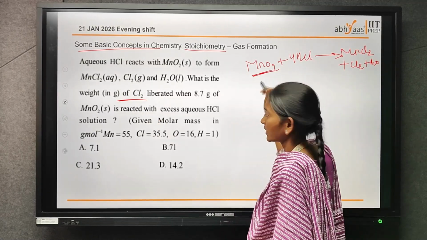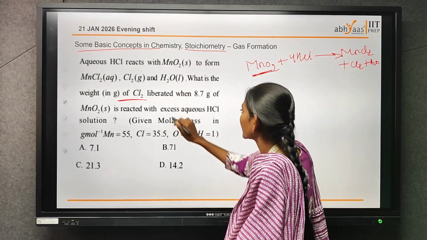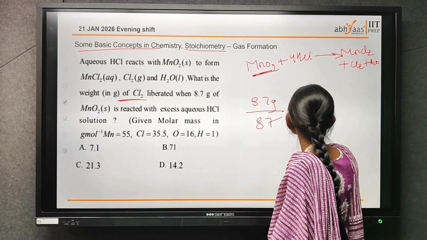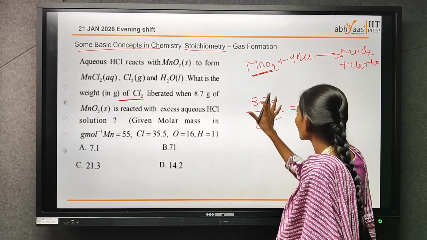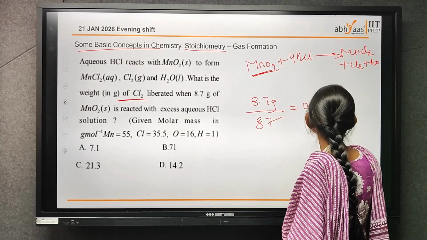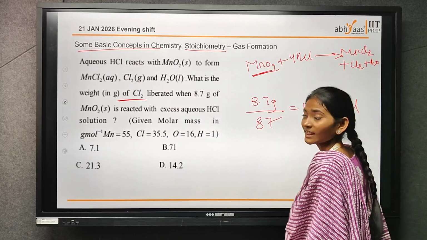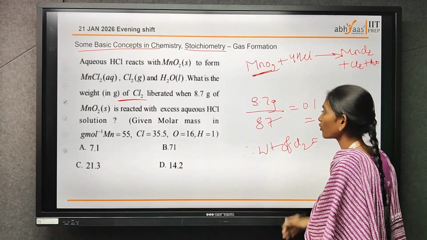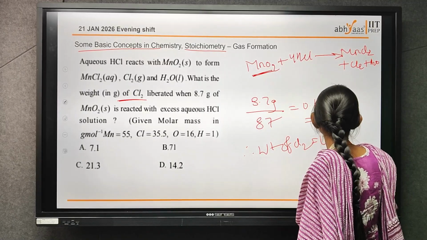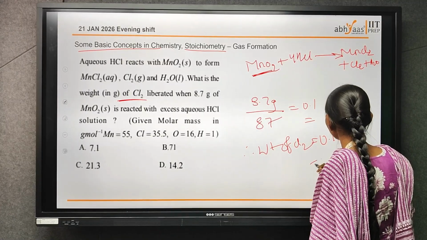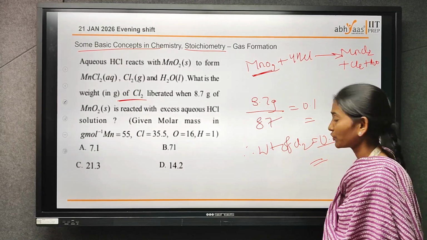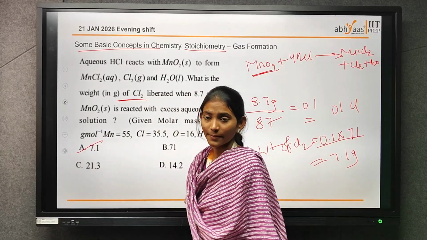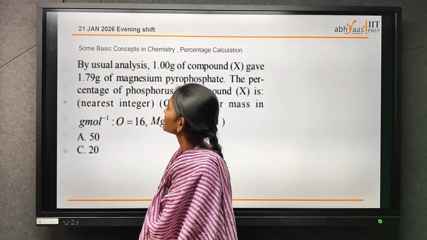Cl2 plus H2O. Therefore, see, we have MnO2, right? So what is the percentage here? They have given 8.7 grams. So 8.7 by 87, what are we getting? 0.1 mole. So 0.1 mole of manganese dioxide equals 0.1 mole of chlorine. Therefore, weight of chlorine equals how much? The molecular mass is 71. We are getting how much? 7.1. So this is your chlorine. The answer will be A, right? Moving on to the next question.